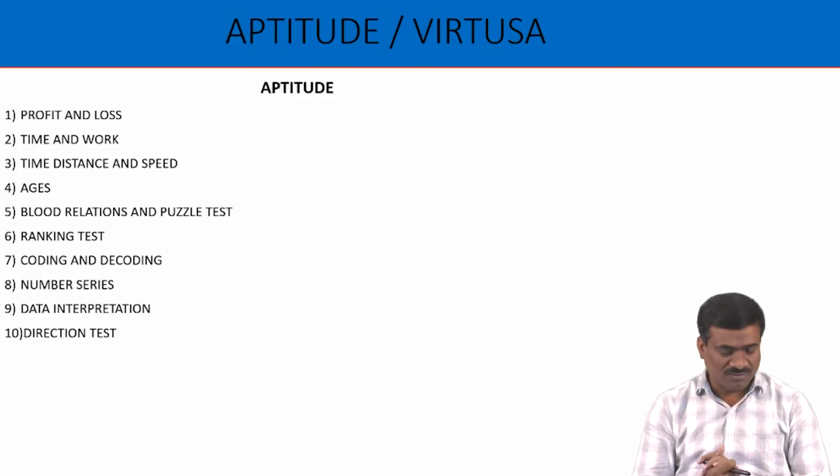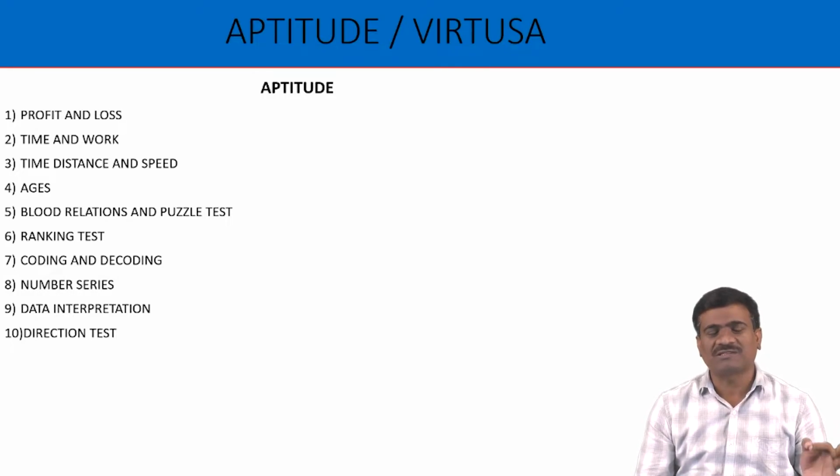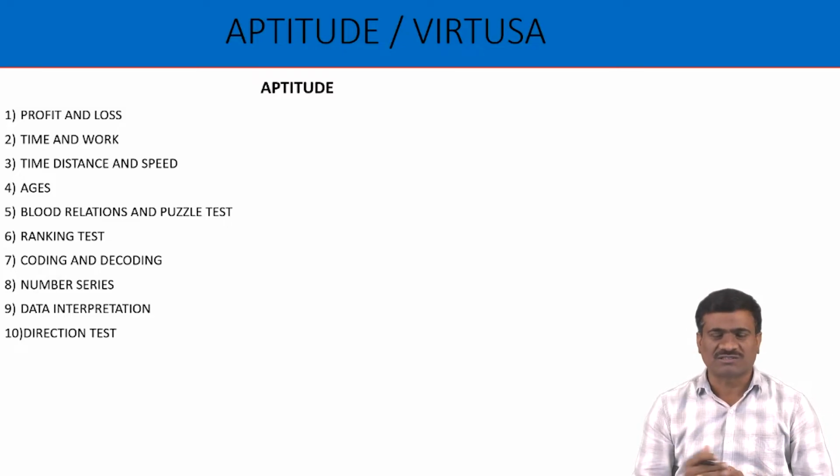in aptitude. Number 1, profit and loss. Number 2, time and work. Number 3, time, distance and speed. Number 4, ages. Number 5, blood relations or puzzle test. Number 6, ranking test. Number 7, coding and decoding. Next, ranking test, data interpretation and direction test. In total 10 topics, very important topics in aptitude in the Virtusa test pattern.